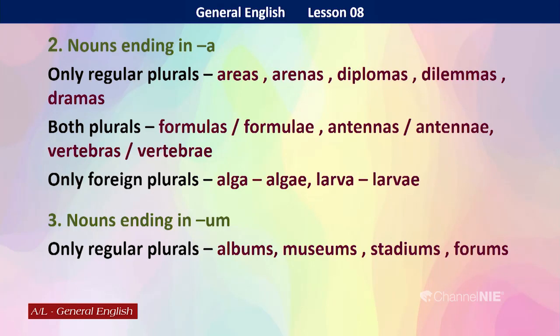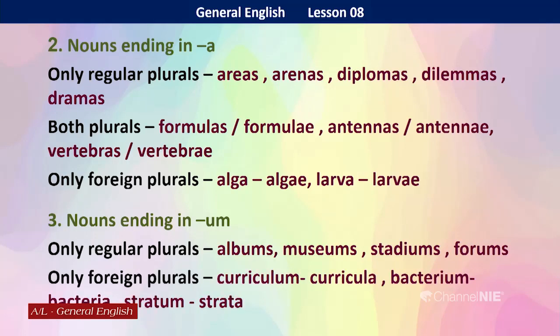Museum, last two letters are UM. We can form the plural by adding S, museums. Stadium, last two letters are UM. We can just form the plural by adding S, stadiums. Forum, last two letters are UM. We can make the plural form by adding S, forums.